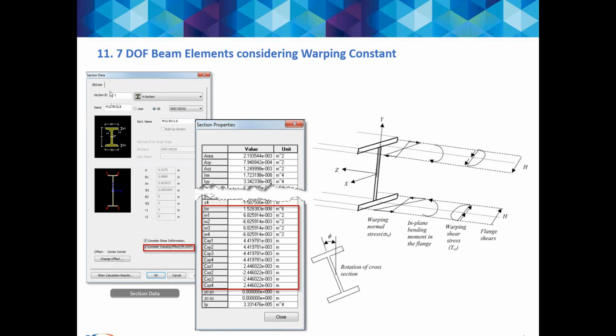We can see in this section property dialog box, there is an additional option, consider warping effect. So warping can be considered by checking this option. And once we check this option, the program will provide the related section properties like the warping constant, the warping functions, and also the shear strain due to the twisting moment.